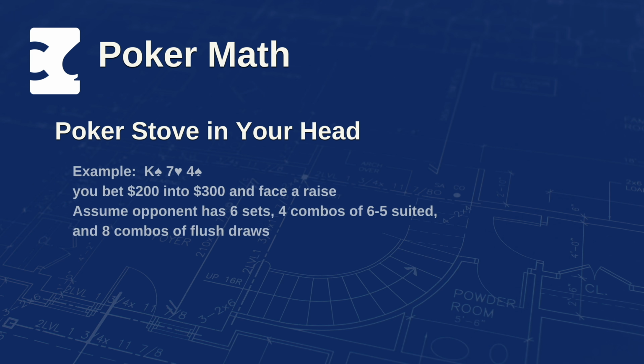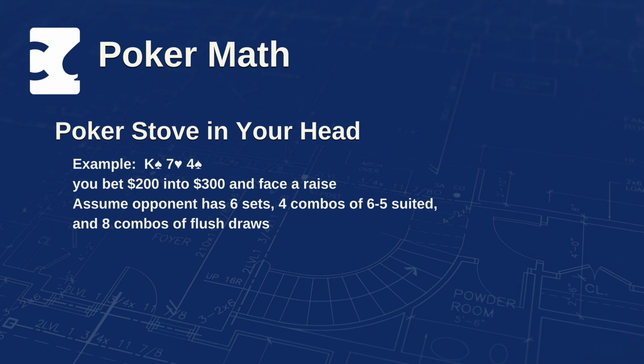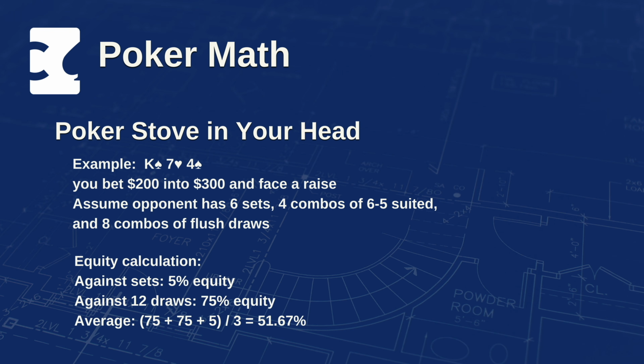If the board is king of spades, 7 of hearts, 4 of spades, we bet 200 and 300 and say we get raised. We think the villain raises with sets, his flush draws, and his 6-5 suited. Since we're the pre-flop raiser, he has 3 sets of 7 and 3 sets of 4. He also has 4 combos of 6-5 suited, and let's give him 8 combos of flush draws he would raise. We have 5% equity versus his 6 sets, and we will combine the draws to make 12 total draws.